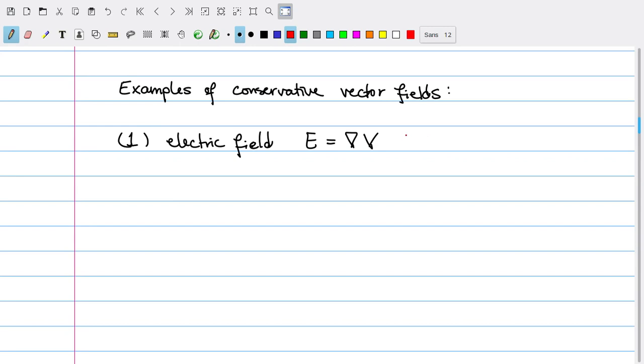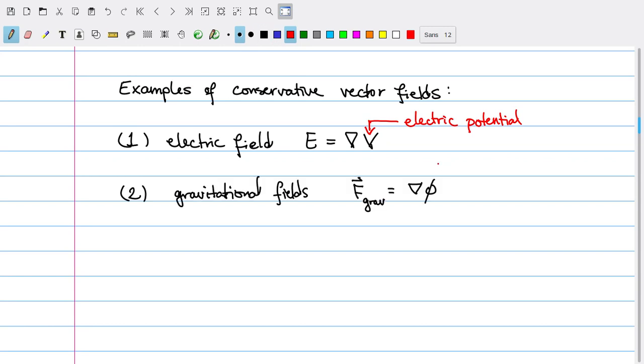Conservative vector fields are a prominent feature of a lot of different phenomena in physics. For example, electric fields are conservative vector fields. In particular, E is the gradient of V, where V is the electric potential. Gravitational fields are also another example, where here the force of gravity is the gradient of phi, the gravitational potential energy. A fun and a little bit less common example is certain fluid flows, such as flows which are in geostrophic balance.